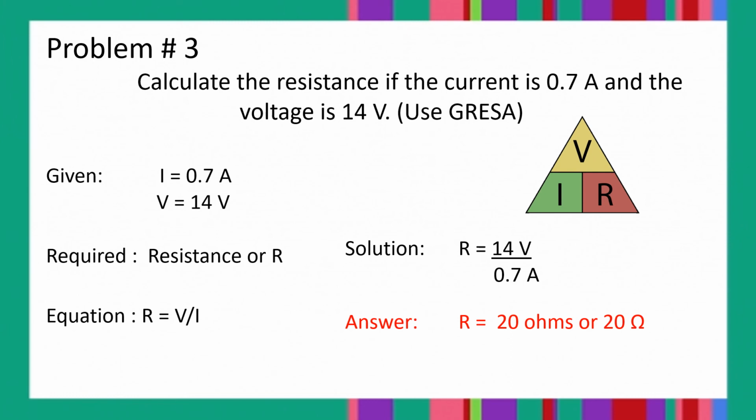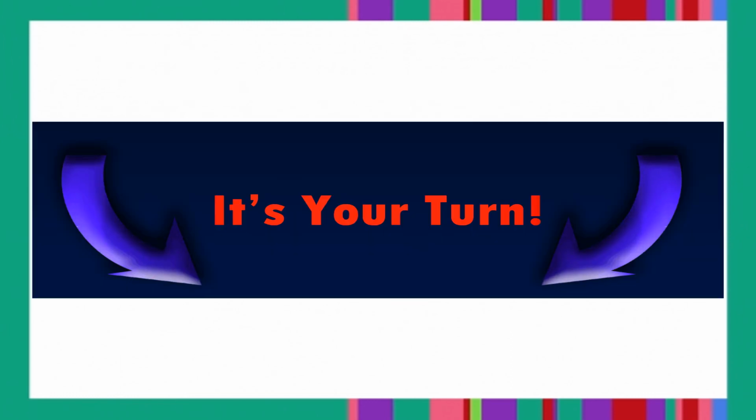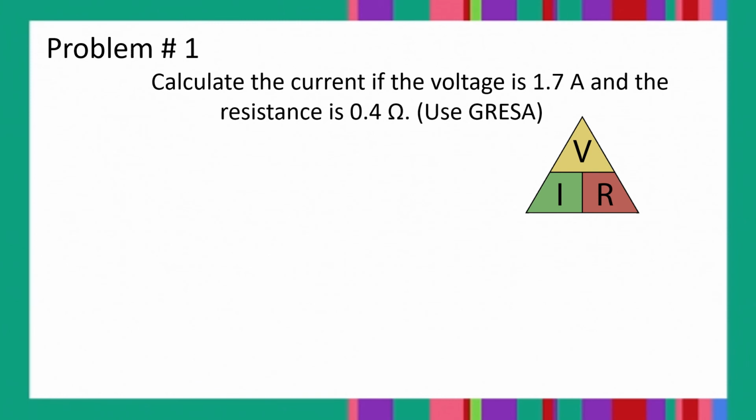That's how you calculate the three quantities: voltage, resistance, and current. Now it is your turn to solve for the different variables: voltage, current, and resistance. Let us have problem number 1. Calculate the current if the voltage is 1.7 volts and the resistance is 0.4 ohms. I am giving you a minute to solve this problem number 1.